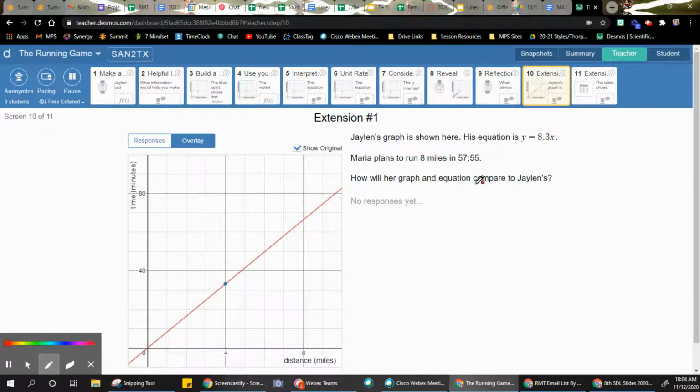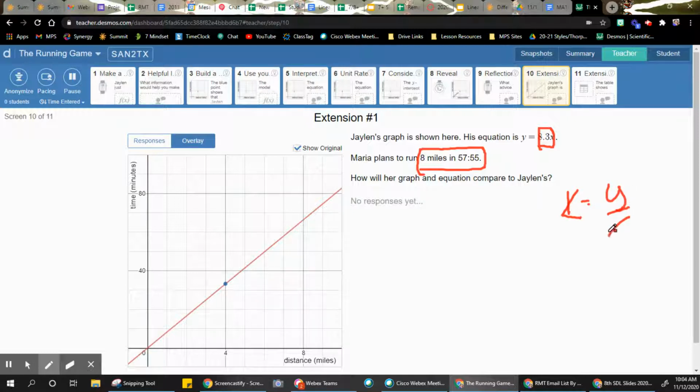All right, so there's a couple of things I'm going to look at. We've got Jalen's equation, which is 8.3x, okay? But we don't know what Maria's equation is, so we're going to find that out. We're going to do our k equals y divided by x to help figure out her equation. So I'm going to do 57.55 divided by 8 to figure out how long it took her to run a single mile. Okay? So I'm going to divide it out, and I'm going to say 57.55, and 8 is going to go out here.